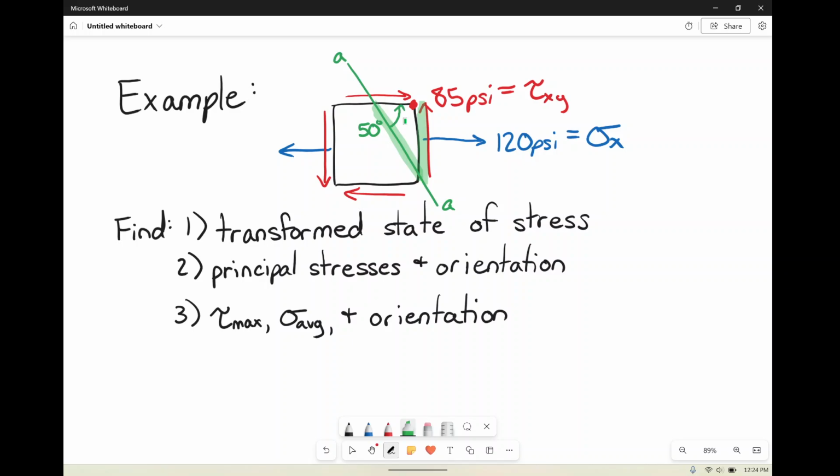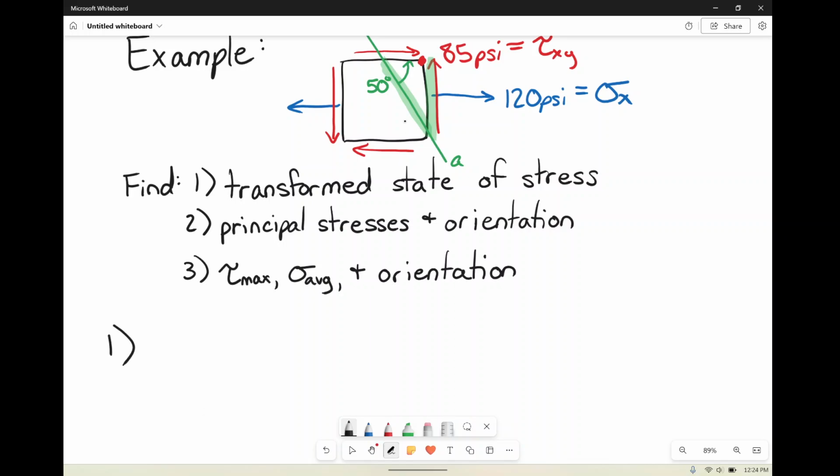Okay, and then step number two, we want to find the principal stresses and their orientation. And then step three, we're going to find the maximum in-plane shear, the average normal stress, and the orientation of those as well. So step number one is us doing some transformation equations, right? So we have transformation equations up there, and principal stresses and below for number 2 and 3.